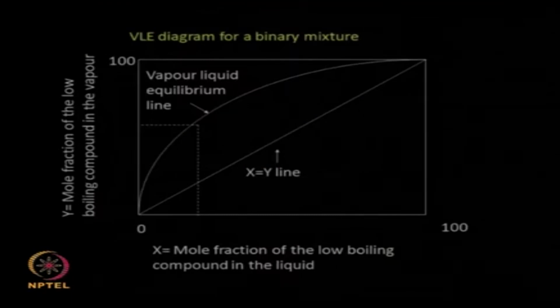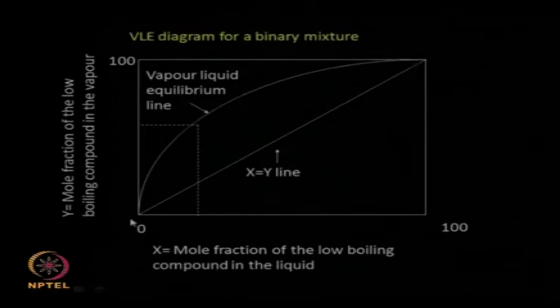So ideally, if I boil a binary mixture, I would like to have more of the low boiler in the vapor phase and less of the low boiler in the liquid phase, so that I can condense the vapor which will have more of the low boiler. Whereas if the concentration of the component is equal in both the phases, then I am not achieving the separation. So that is called a constant boiling mixture, and a constant boiling mixture we cannot separate using a simple distillation at all.